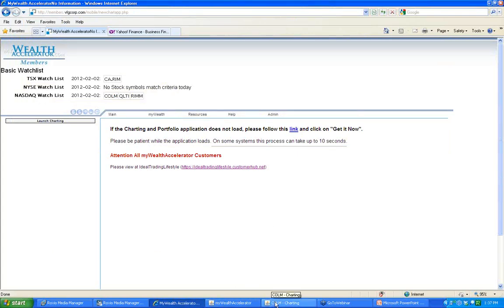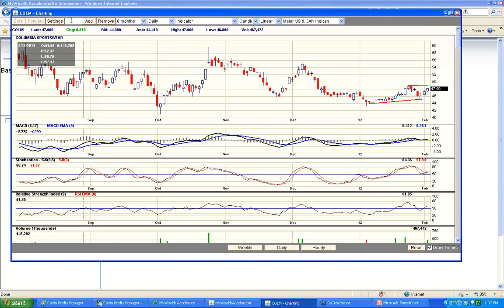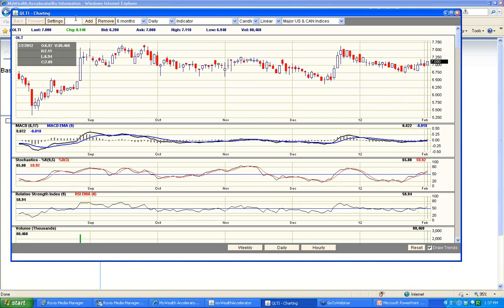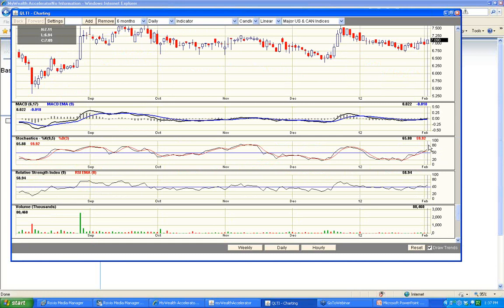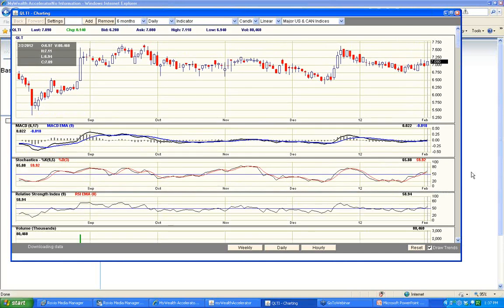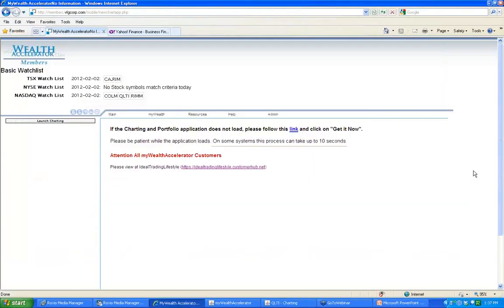QLTI. All right, so we've got a white candle. We've got our MACD, which is rising bullish. And we've got our volume, which is actually pretty low. It's below 100,000, and there's days where it's even lower. So I'm going to say no thanks to this one, simply on volume alone. With low volume, we're running a risk with this trade.